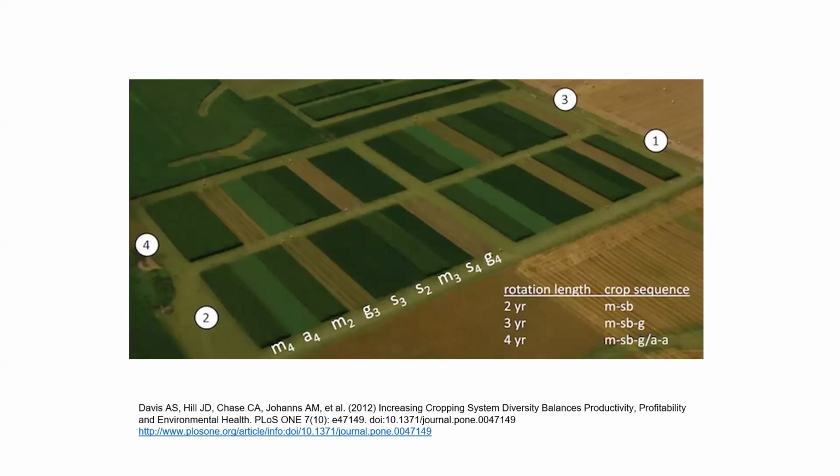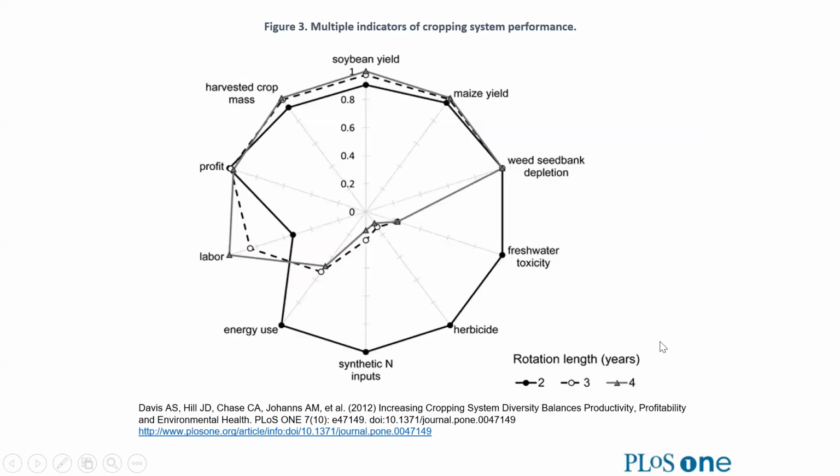Just to illustrate how we measure the effect of crop diversity on the whole picture of outcomes. This study here looked at a maize soybean rotation, maize soybean oat rotation, maize soybean oat underseeded to alfalfa, and then one full year of alfalfa forage. And they described the results in this radar chart, and the further from the center, the higher the value.